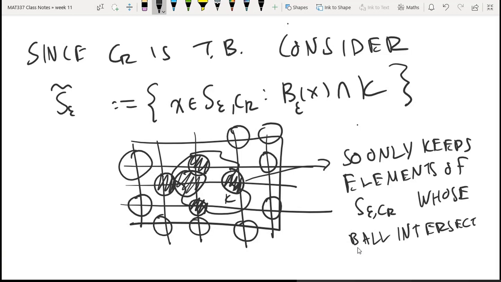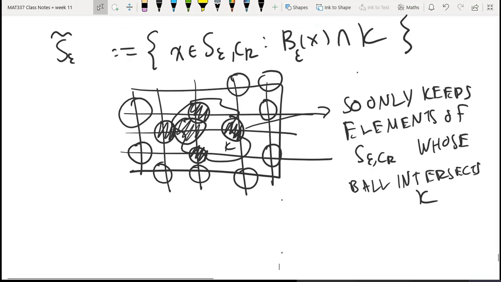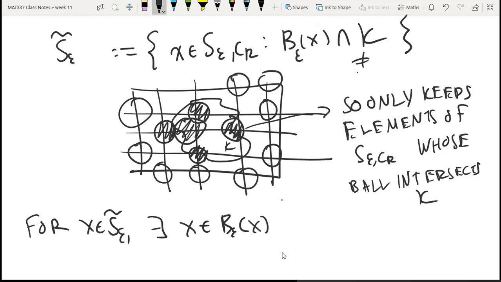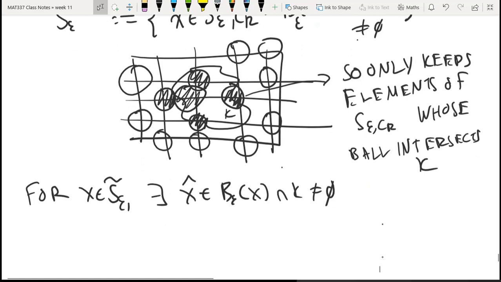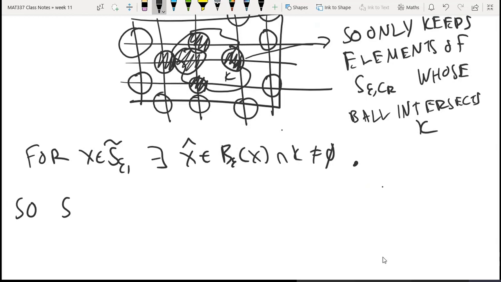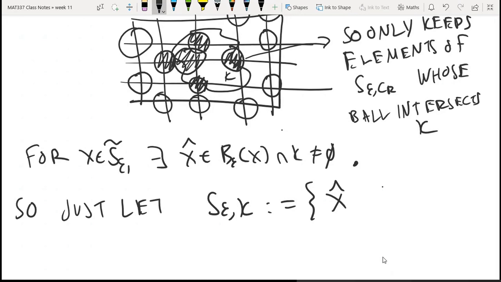And that's it, really. There's nothing more to say. You just take S epsilon of CR to be... how do they say it? Since for X in S tilde, there exists X in the intersection of these two, they call it X hat. So that's true. So then just let S epsilon for K be X hat, this X hat.